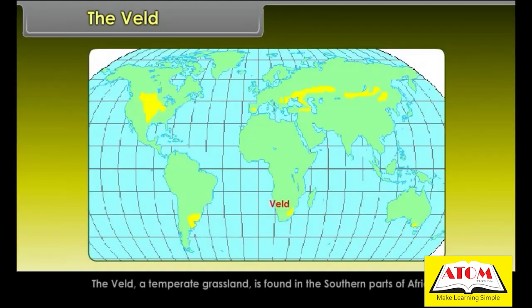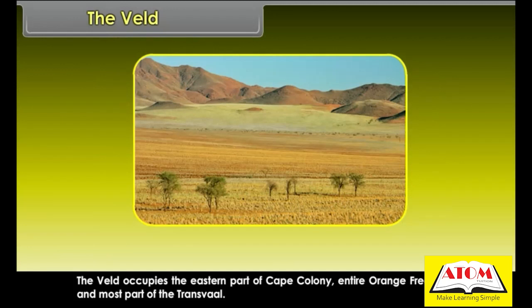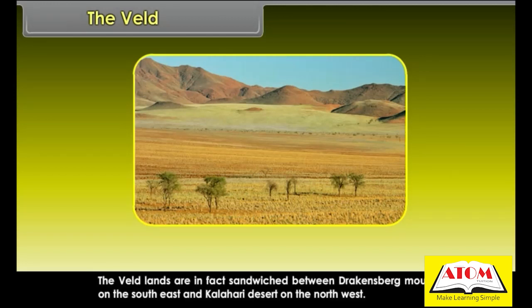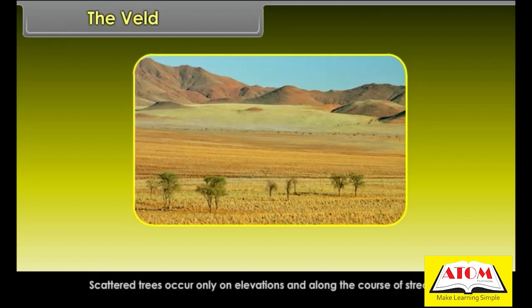The veldt. The veldt, a temperate grassland, is found in the southern parts of Africa. Veldts are rolling plateaus with varying heights ranging from 600 meters to 1,100 meters. The veldt occupies the eastern part of Cape Colony, the entire Orange Free State and most of the Transvaal. The veldlands are in fact sandwiched between the Drakensberg Mountains on the southeast and the Kalahari Desert on the northwest. Scattered trees occur only on elevations and along the course of streams.